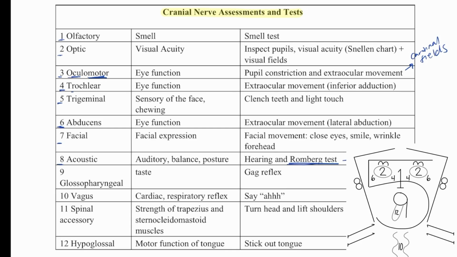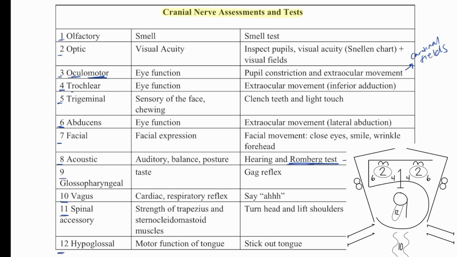Then we have glossopharyngeal, so this is the taste. We'll look for the gag reflex. We have the vagus nerve, which is our cardiac and respiratory reflex. We can have them say ah. Spinal accessory, so strength of the trapezius and sternocleidomastoid muscles, so turning their head or lifting their shoulders.